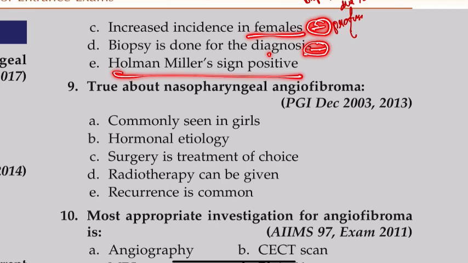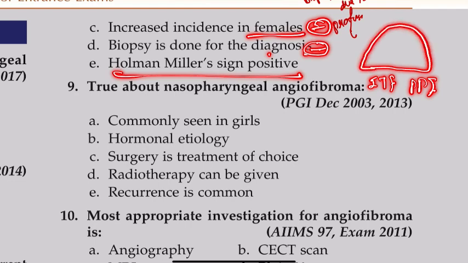What is Holman-Miller sign? As the tumor originates from the sphenopalatine foramen, it will extend to the pterygopalatine fossa, and also to the infratemporal fossa. Now these structures lie just behind our maxillary sinus. As they invade, they will push the posterior wall of the maxillary sinus anteriorly.